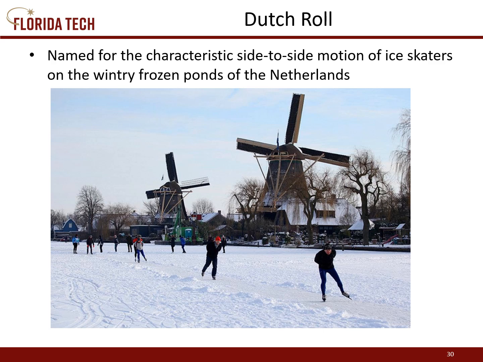In case you ever wondered where the term Dutch roll came from, it was named for the characteristic side-to-side motion of ice skaters on the wintry frozen ponds of the Netherlands. So when people looked at the time histories, they saw this swaying back and forth, and that's how it became called the Dutch roll mode.